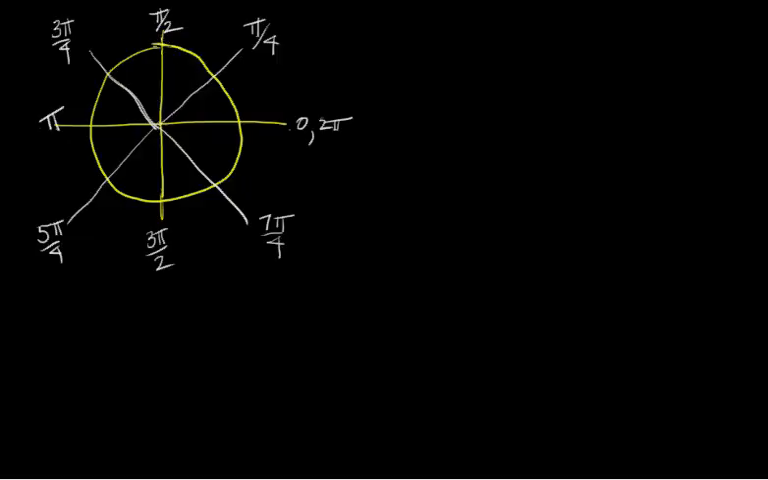Well, first of all, let's do the multiples of pi over 2. This point right here has coordinate 0, 1. You're thinking on the unit circle now. x equals 0, y equals 1. This point has x coordinate minus 1, comma 0.